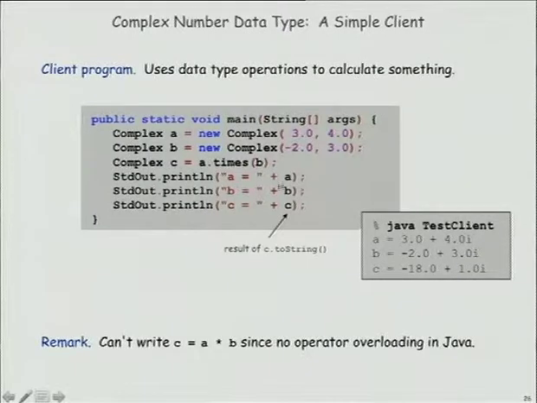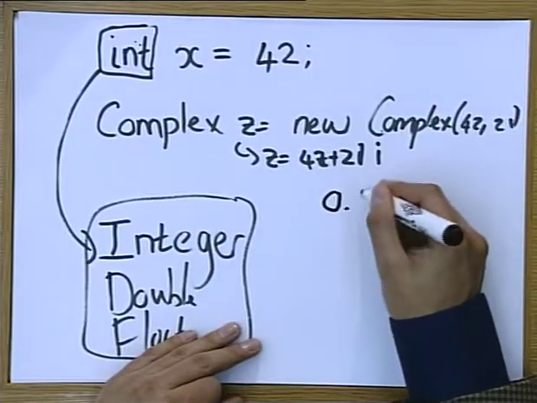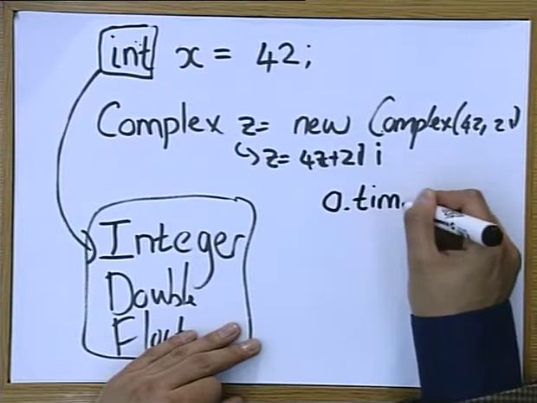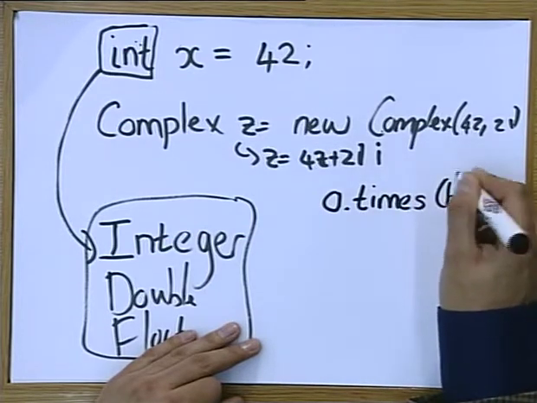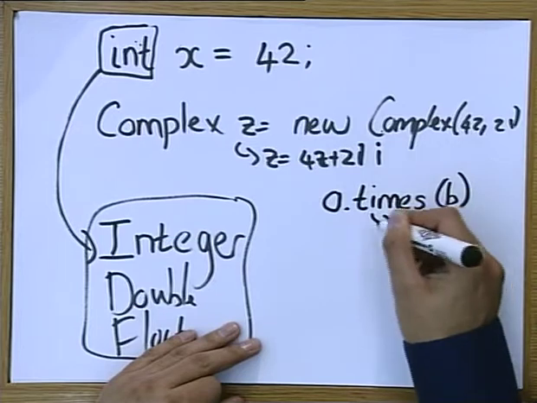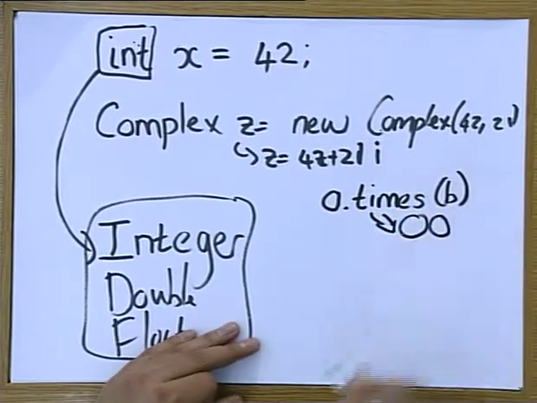And remember, A is a complex number, so its type is a complex number. But since I print it out, I want to use a string representation of it. Java will automatically call the toString method of this class. Let's just look a bit at this line of code as well. So I write down A dot times B. And this is sort of the object-oriented way of doing things.